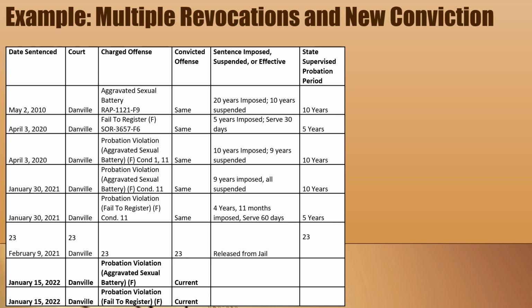Now let's look at a different case that involves both multiple revocations and a new conviction. This format might be a bit more familiar to you as well for those of you who complete pre-sentence investigations. So we have a defendant who was sentenced in 2010 for aggravated sexual battery and was given 20 years with 10 years suspended, so the total revocable time at this point is 10 years. He serves his time, and then upon release he receives a new conviction for failing to register as a sex offender. He receives 5 years with 30 days to serve, or 4 years 11 months suspended. This conviction violates his original probation obligation, and he is given 10 years imposed with 9 years suspended.